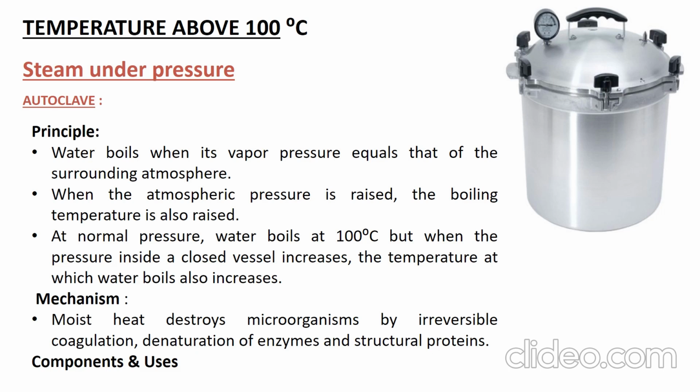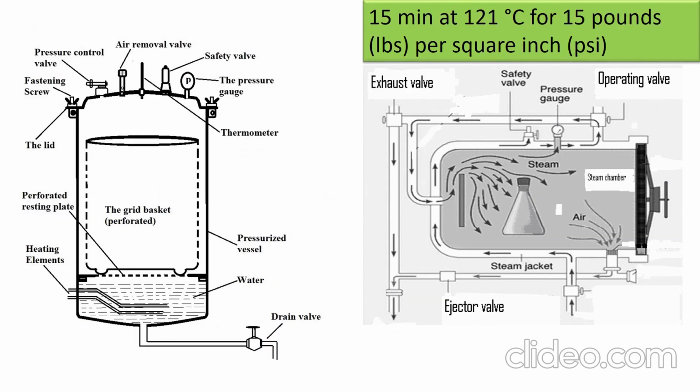Next is the exhaust phase. After the holding period is over, the electrical heater is switched off and the steam sterilizer is allowed to cool till it reaches atmospheric pressure. Only then do we open the lid. Otherwise, it may result in breakage of the materials kept inside.